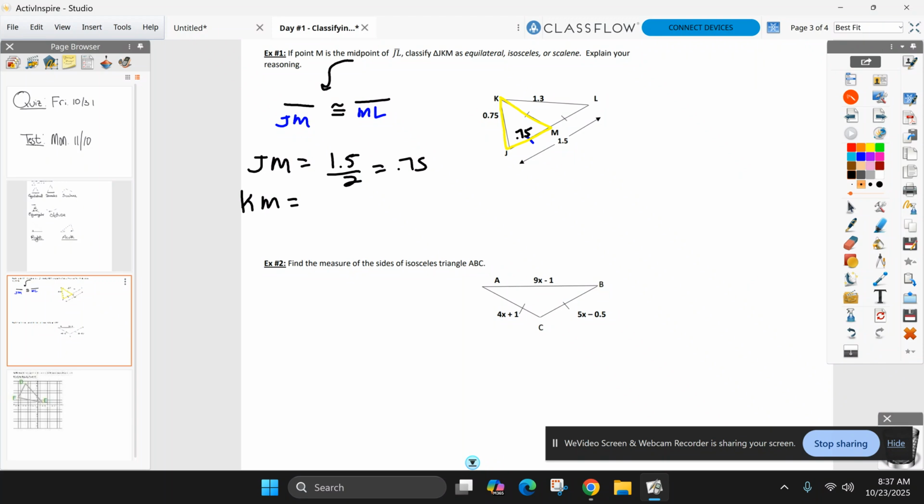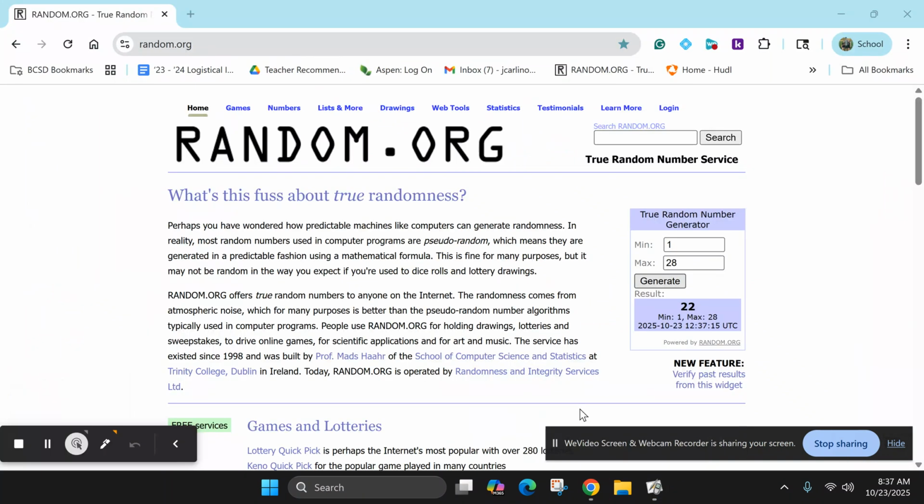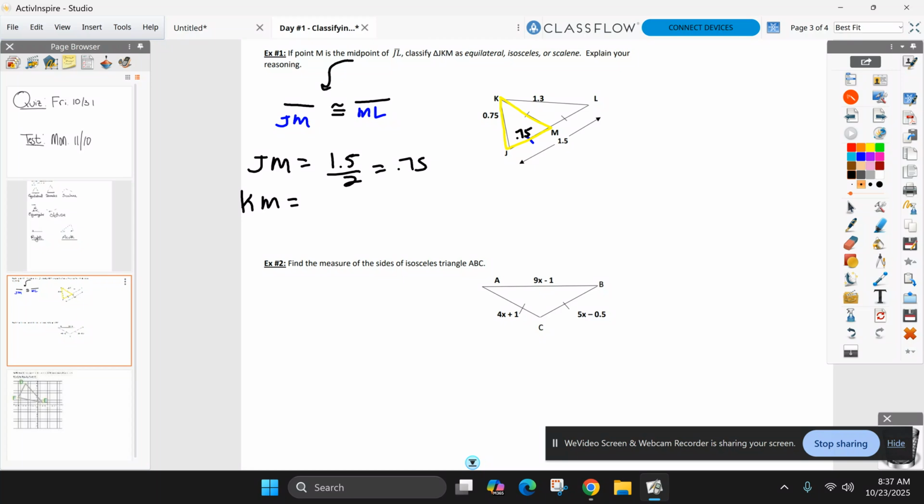And I don't think we have to do any calculations here. I just look at the markings. How about KM? Length of KM? How long is KM? What do you have? I'm sorry, I didn't hear you. 0.75, because look, everyone see the hash marks, right? KM and JM were both congruent to each other. So 0.75.